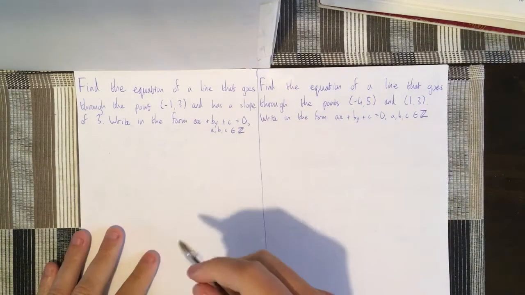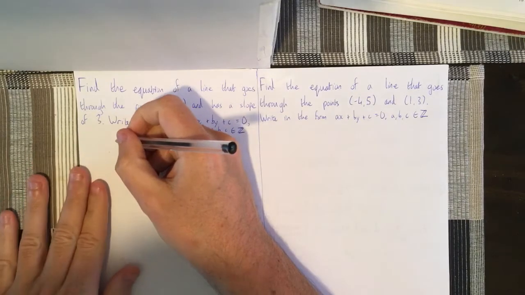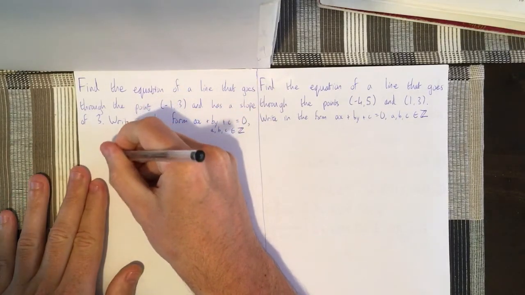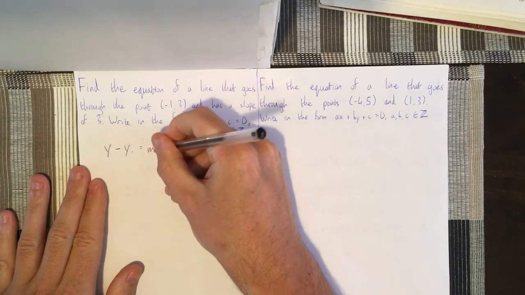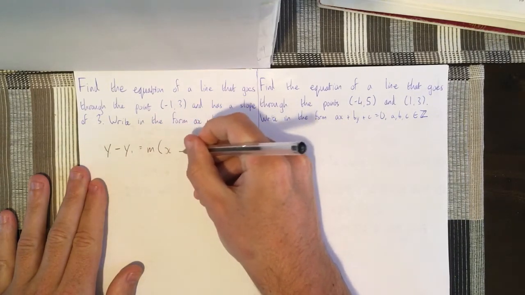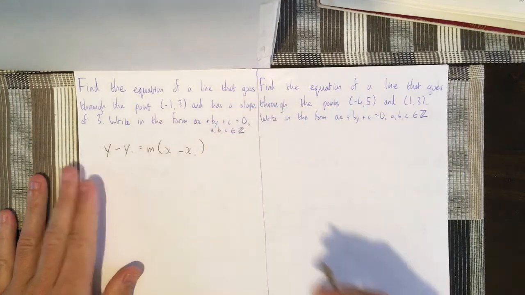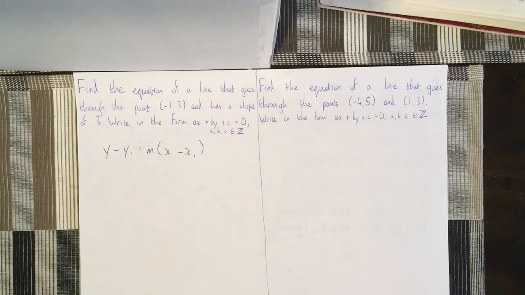So from page 18, I'm going to get the equation of the line formula. So that is y minus y1 equals m on x minus x1. So there's your formula. Always write down the formula that you're using.